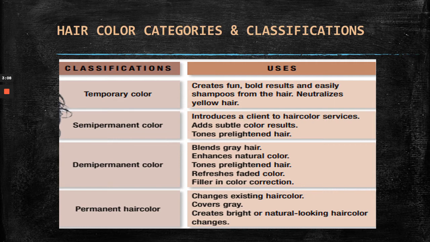Temporary color lasts up to 24 hours. Semi-permanent color lasts for up to 4 to 6 days or 4 to 6 weeks. Demi-permanent lasts 4 to 6 weeks. It fades to tone, and permanent color lasts forever.